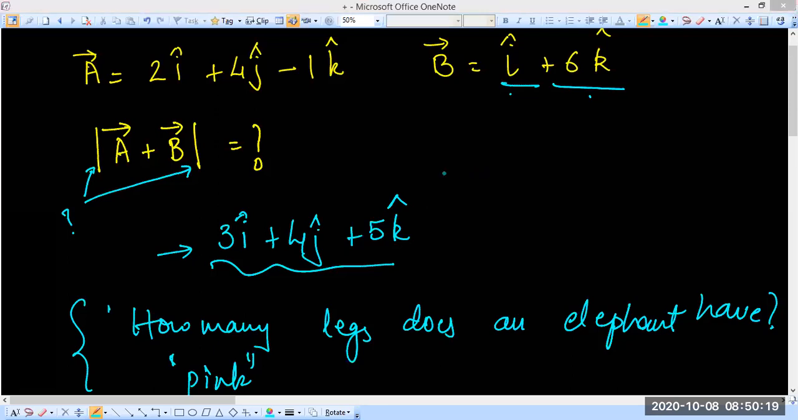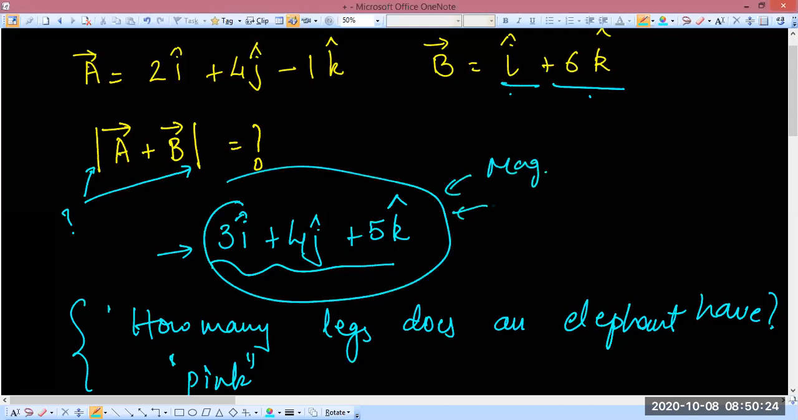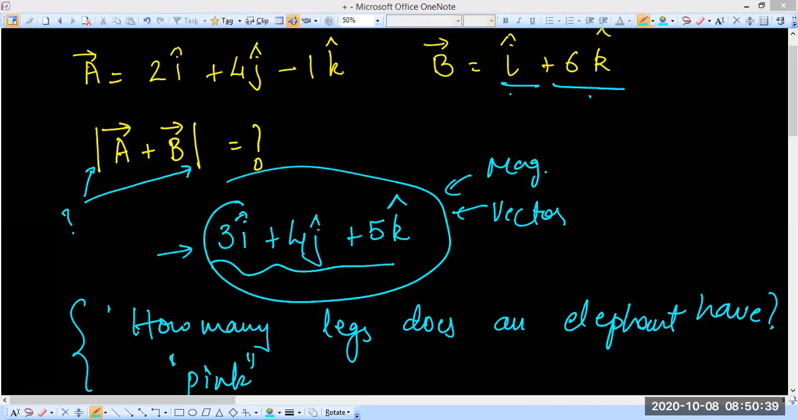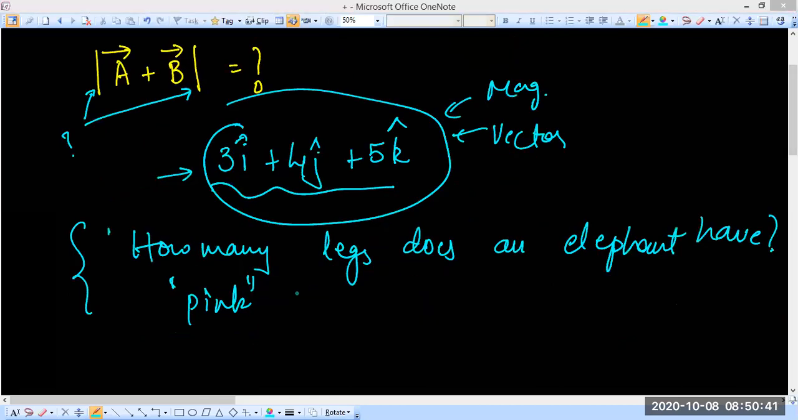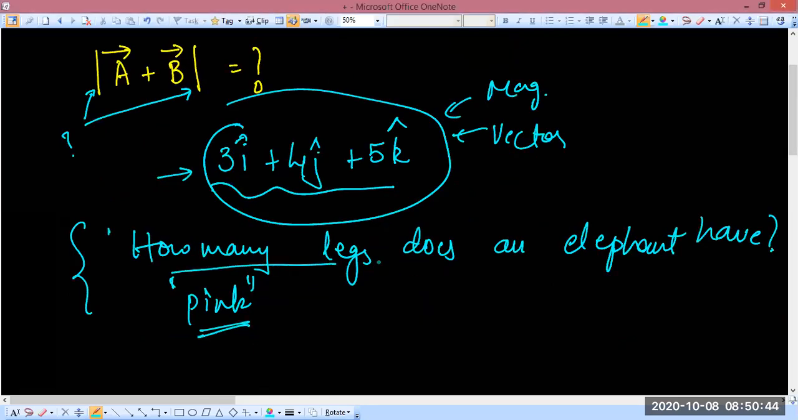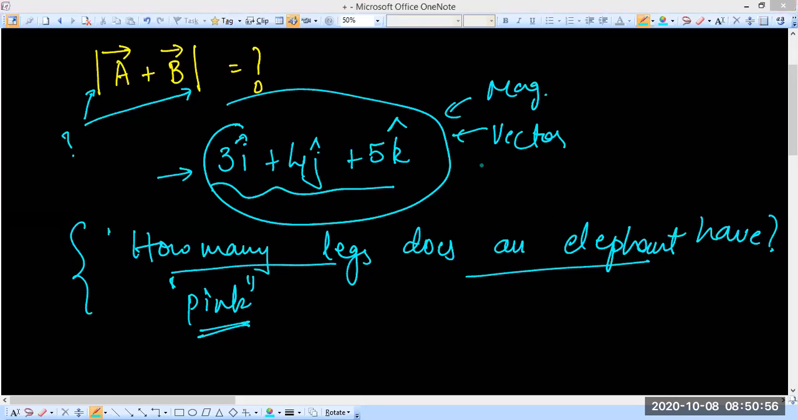Yes, magnitude. So do you think this is a magnitude? What do you think? Is this a magnitude or is it a vector? Yes, it's a vector, right? So an answer like pink cannot come, because pink is not a number. This question should have a number as the answer. Even if you said 100, I would accept it, okay, never mind, at least you gave a number as the answer. But if you say pink, what am I supposed to say?